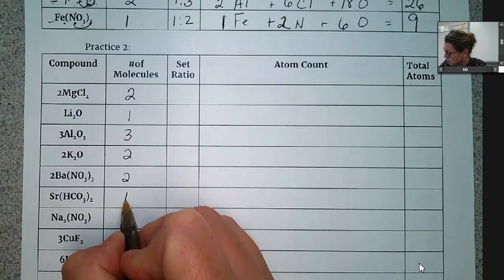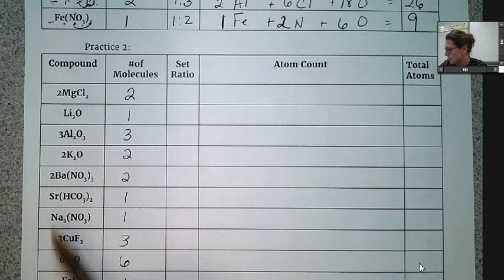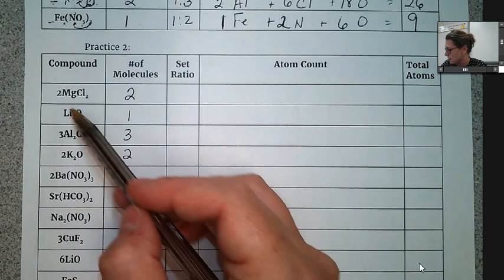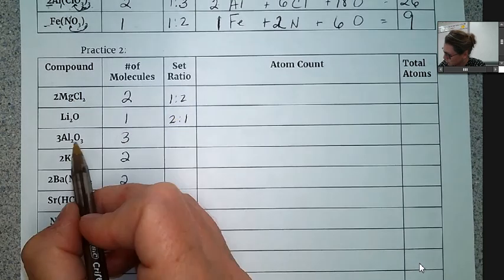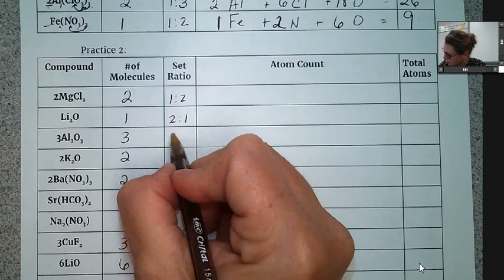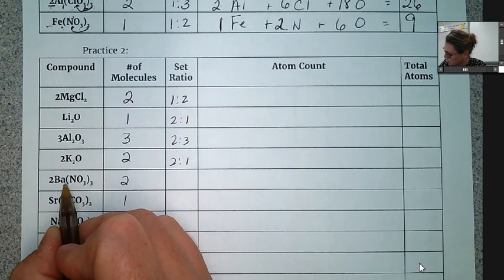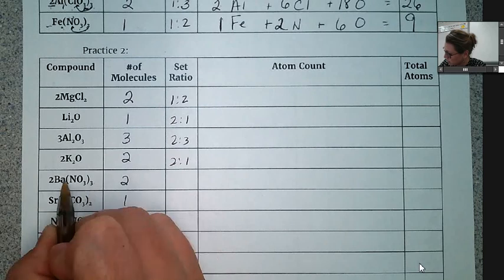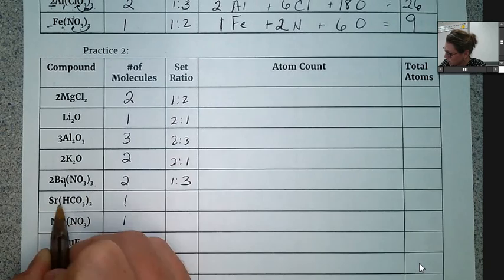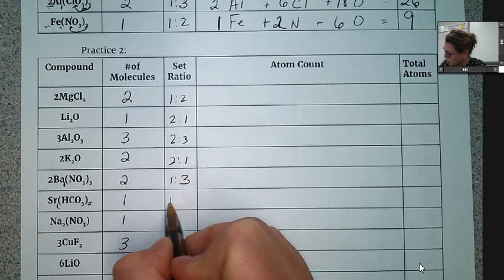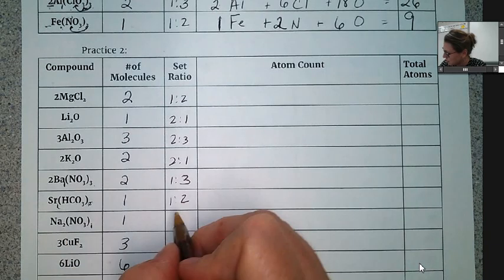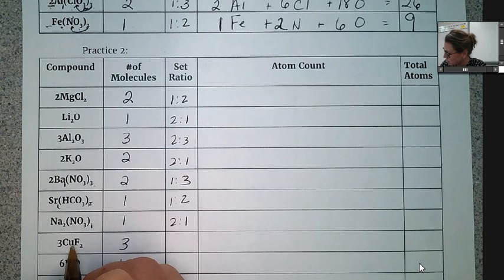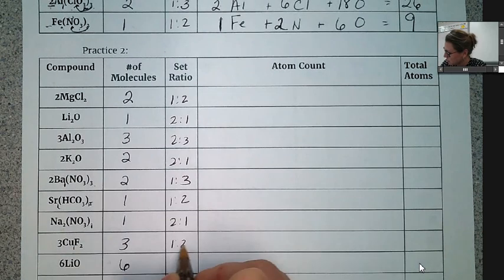Okay, I filled those in by looking there. I can look at my set ratios here. I'm just looking at my subscripts, so that's a 1:2, 2:1, 2:3, 2:1. Remember, we're going to look at this, which is a 1:3. 1, looking at the polyatomic, 1:2. 2:2, we're going to assume that's 1, right? So 2:1. This is a 1:2. This is a 1:1. And this is also a 1:1 ratio.